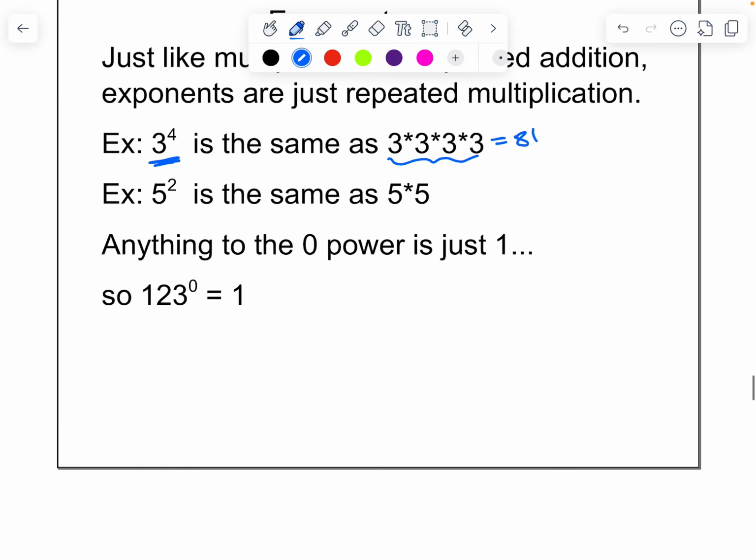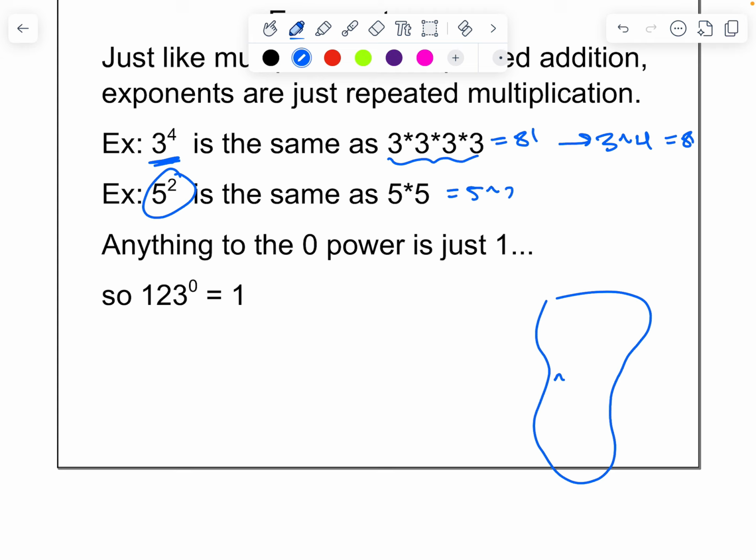Now, on your calculator, if you want to get the exponent, on the left side, there's a little caret button. It's a little up arrow. And the way that you would type this in the calculator is you would say 3 up arrow 4. And that should give you 81. 5 squared, you could say 5 up arrow 2. Should give you 25.